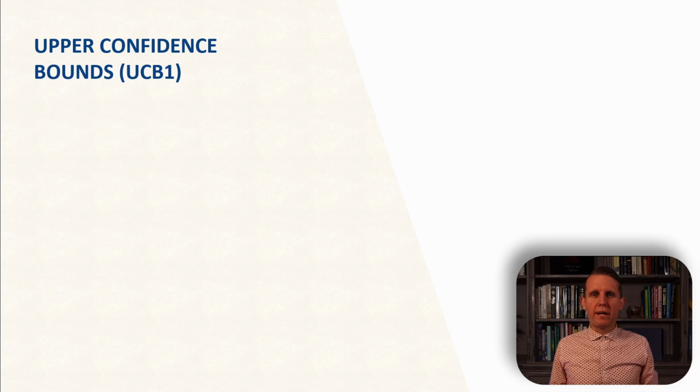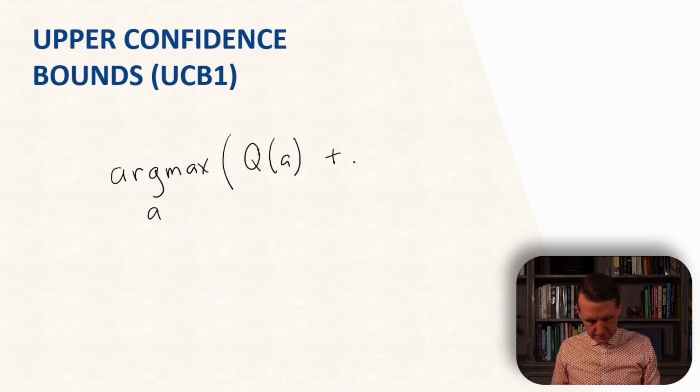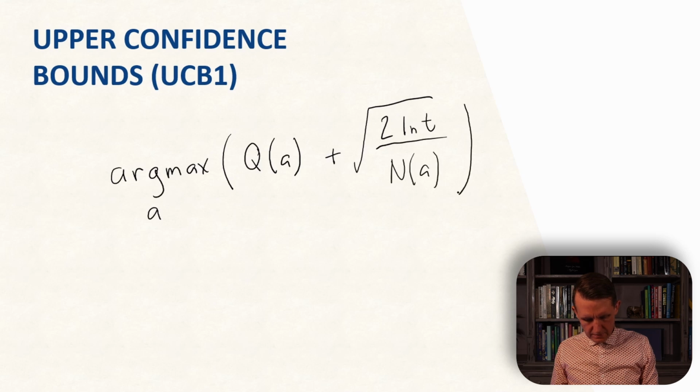The final strategy we're going to look at is the highly effective upper confidence bound strategy, otherwise known as UCB1. Using UCB1, we select actions according to the following formula. In this expression, T is the number of rounds that we've played so far, and N(A) is the number of times that A has been selected so far.